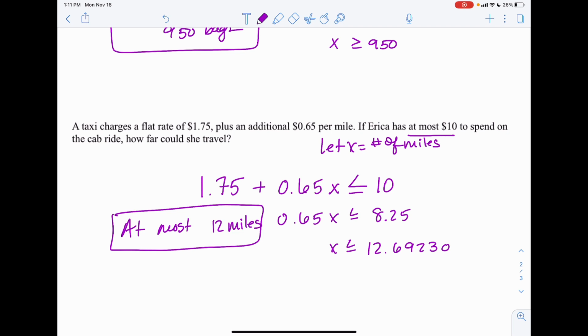Okay, so that's how we're going to use inequalities. They're very similar to equations, but we get more than one potential answer.